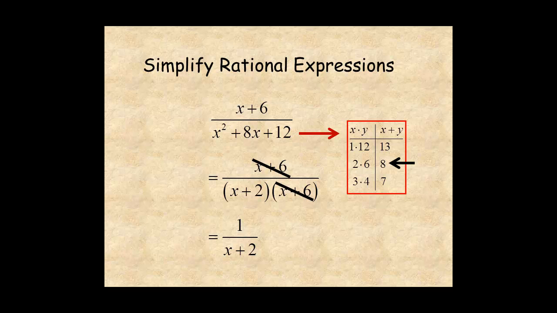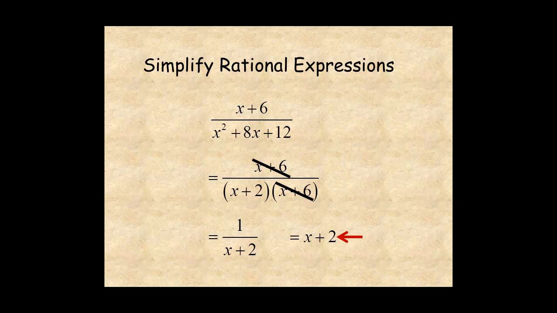A common mistake is to write the answer as x plus 2. This is because with the numerator canceled out, it looks like there's nothing left in the expression but x plus 2. However, the factor of x plus 2 is in the denominator, and it has to stay in the denominator. So the correct answer is 1 over x plus 2. The excluded values are negative 2 and negative 6.